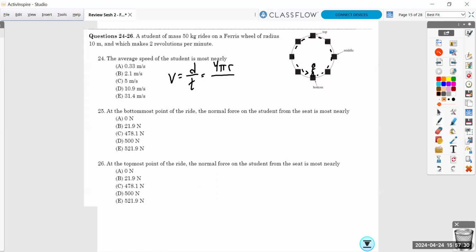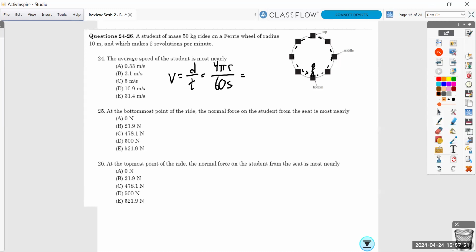1 minute? It says 2 revolutions per minute. You could also do it as 2 pi r over 30. It's good practice to always convert to seconds. Yes, we do pretty much everything in seconds, plus the answers are in seconds.